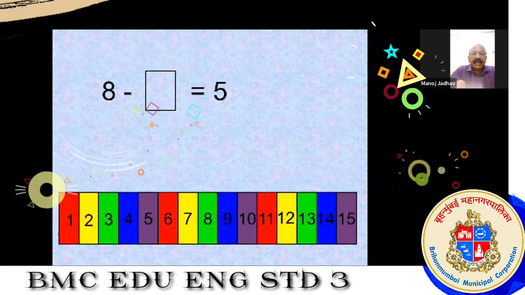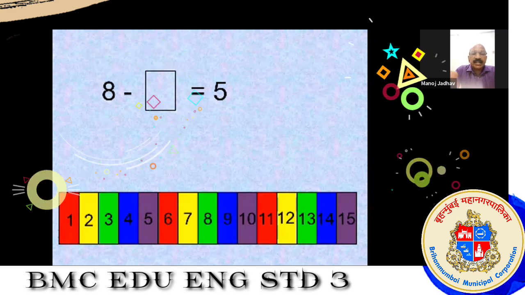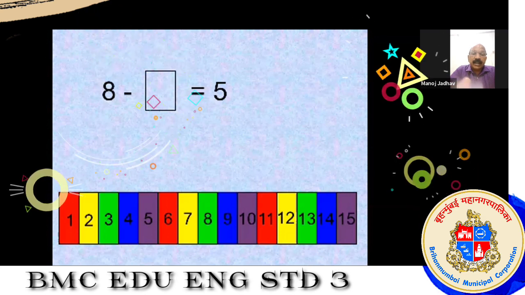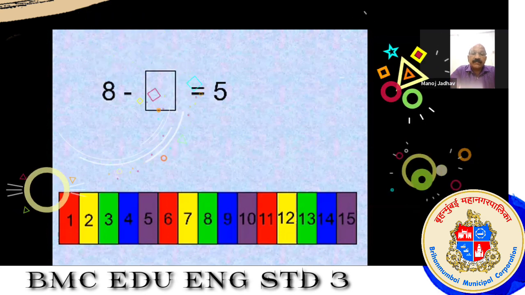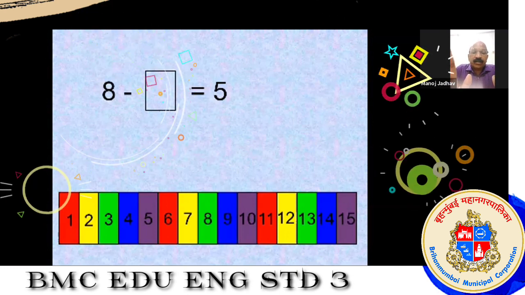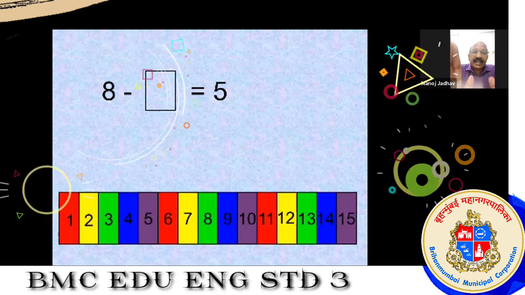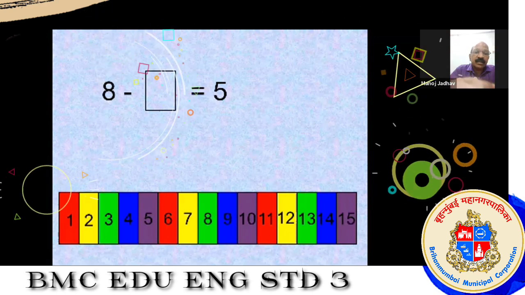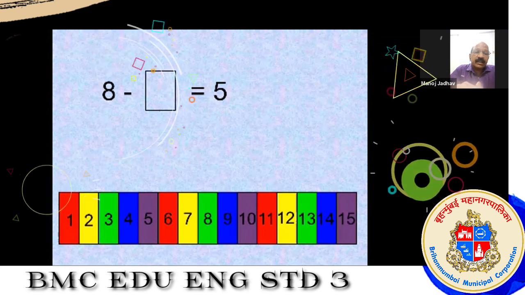8 minus, again that empty box is there. Which number we are subtracting from it? That is not given, but final answer is given 5. So first of all, try to understand, we are standing at 8. We are standing at number 8 on the ladder, on the staircase. We are standing at number 8, and from there we are going to get down some steps downward, right? And we are going to reach at 5.